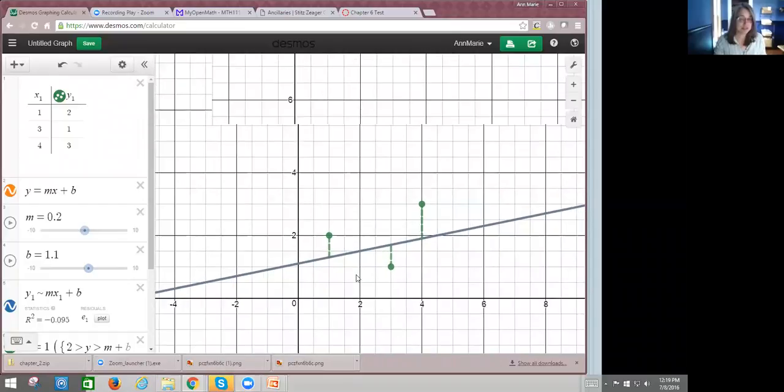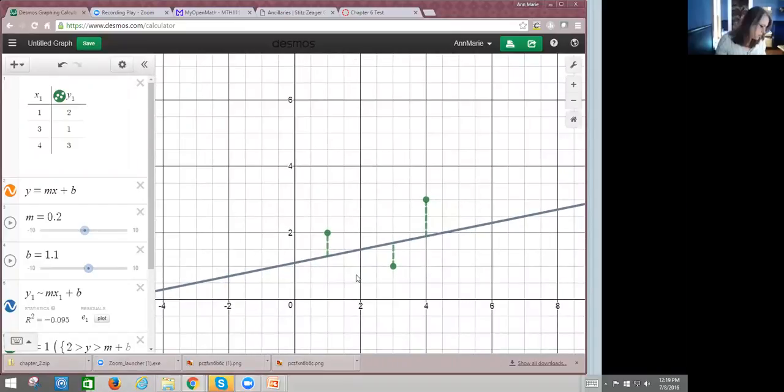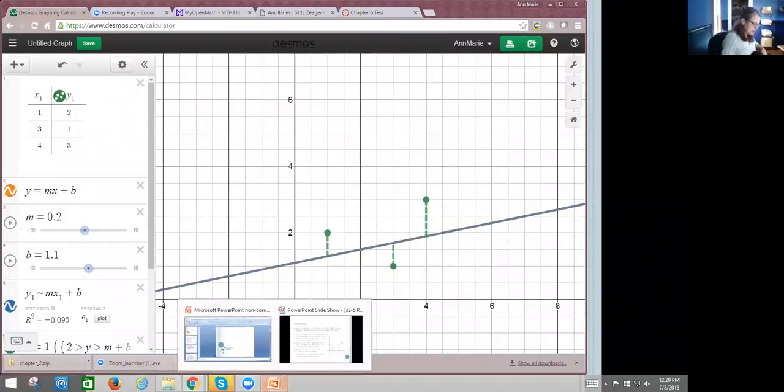Now, let's look at how to actually build this with some actual data. There's an example in your book, example 2.5.1, on page 226 of your text. What we're looking at is some energy consumption data in different years. We're going to talk about a couple of things when it comes to data points and time.